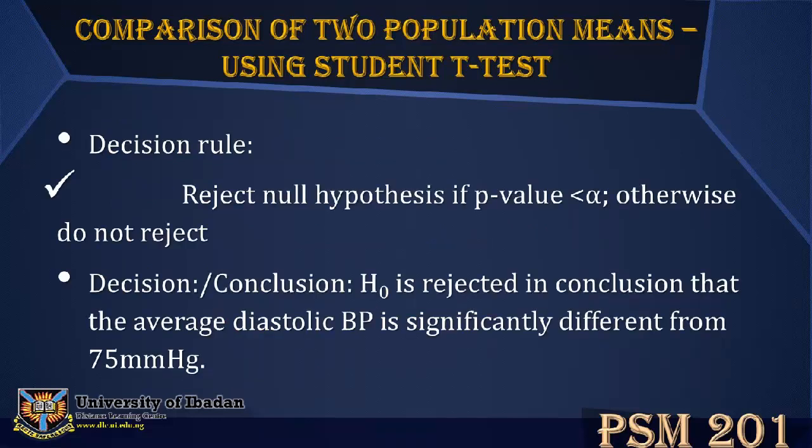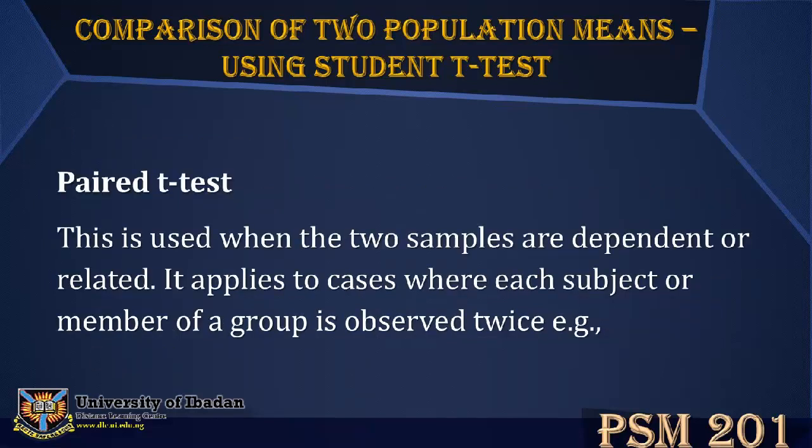Decision rule: reject null hypothesis if p-value is less than alpha. Otherwise, do not reject. Decision or conclusion: H0 is rejected, in conclusion the average diastolic BP is significantly different from 75 mmHg. Paired t-test.